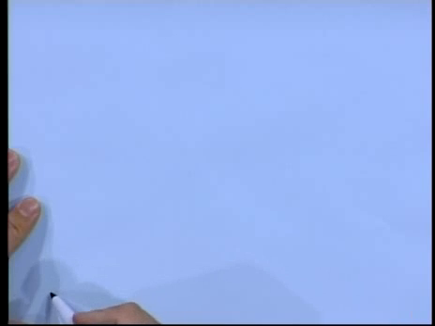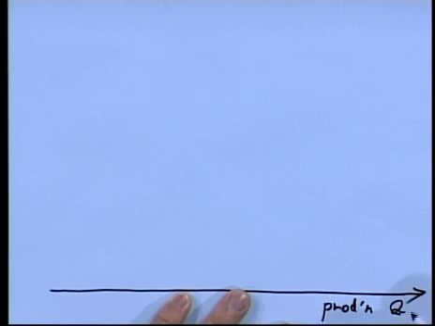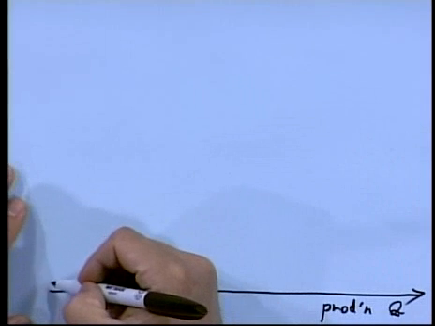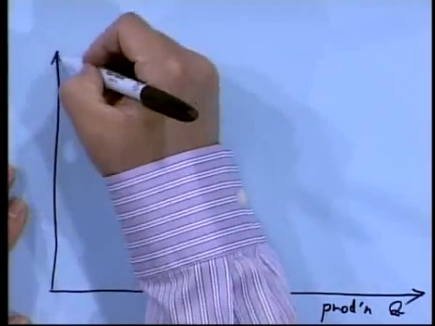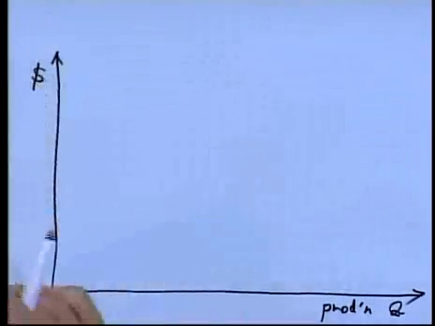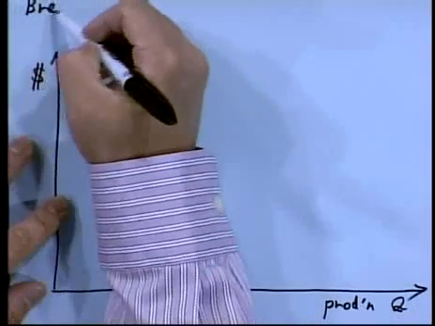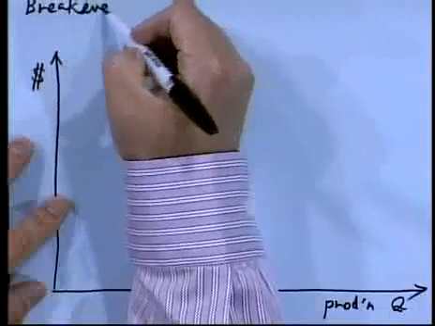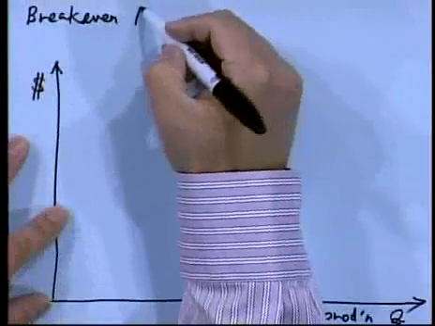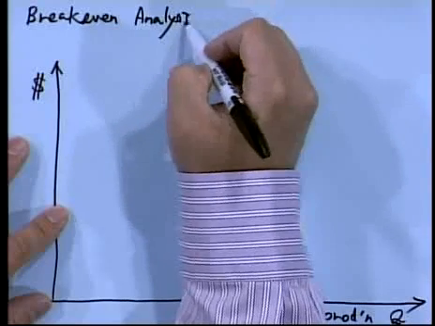So basically, if I draw the line, the horizontal axis represents the production quantity, and the vertical axis represents the dollar amount, okay? And this is about the break-even analysis. Okay?